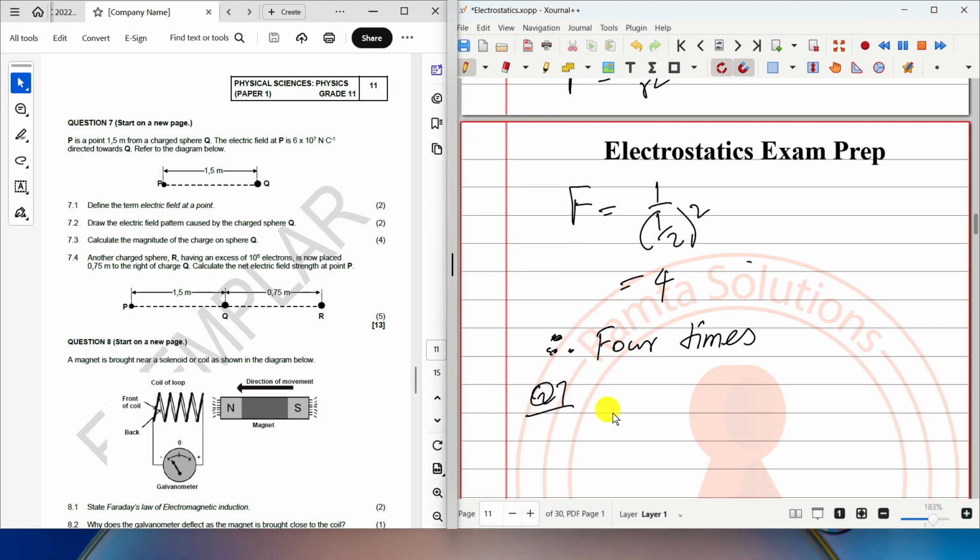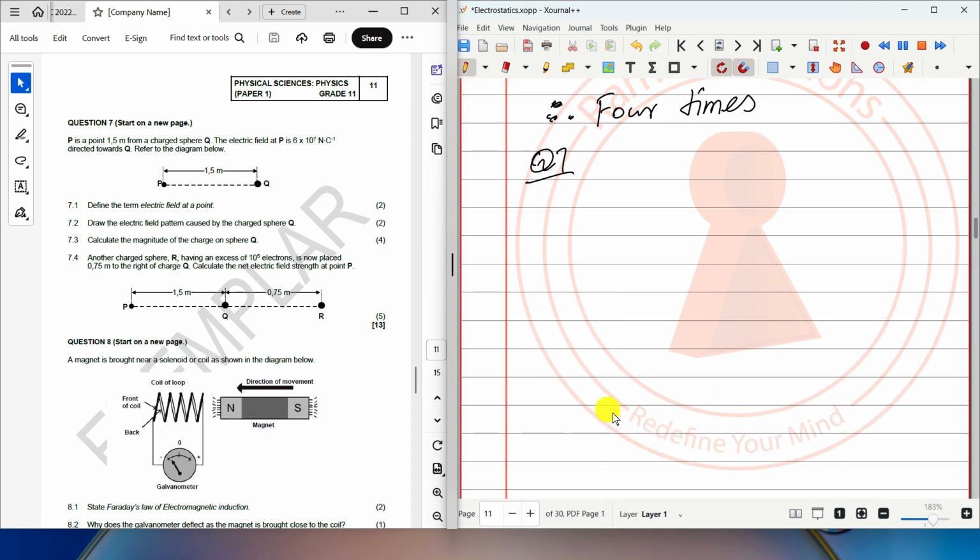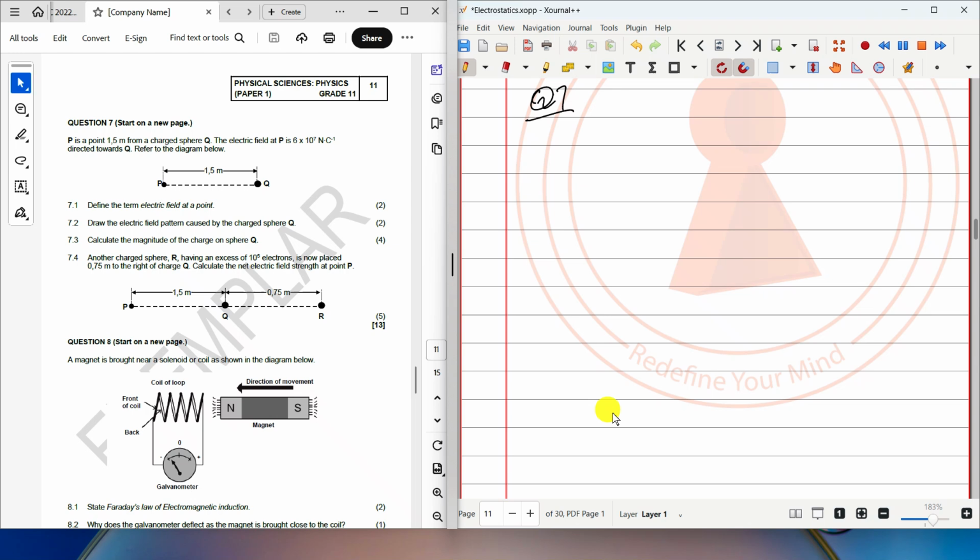Now question 7, this one deals with electric field strength. P is 1.5 meters from a charged sphere Q. The electric field at P, this is interesting. Let's say this is a point P, and then this is your charge. Let's call it Q. So the electric field at P is 6 times 10 to the 7 Newton per Coulomb directed towards Q. Directed towards Q. This means Q must be negatively charged.